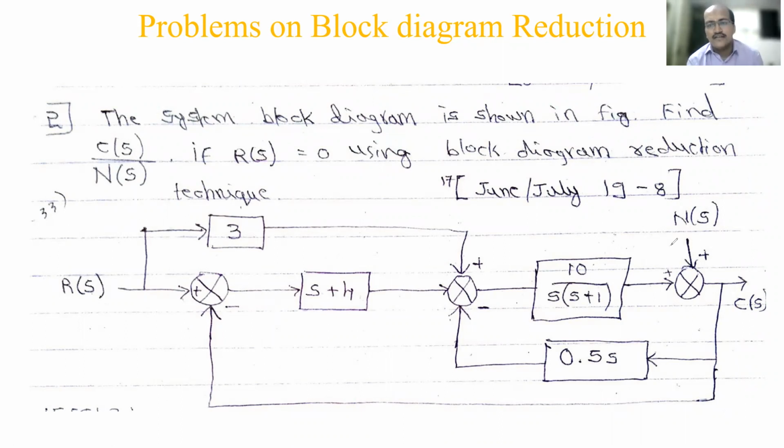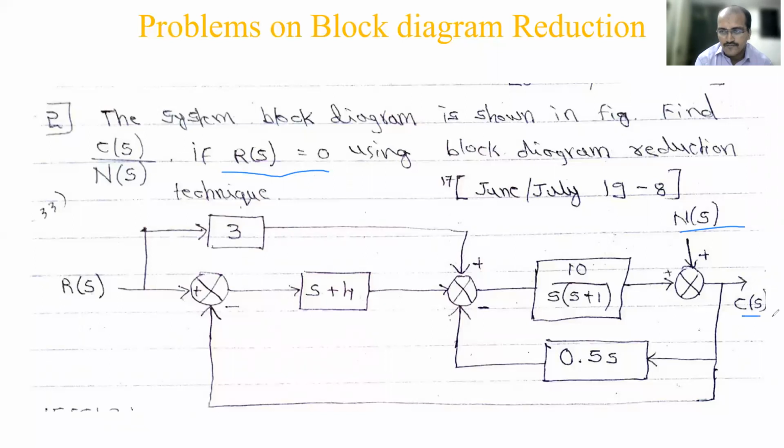And there is a new signal, N of S. Instead of asking C of S by R of S, they have asked C of S by N of S. Be careful here. In the very first or second problem you have done it. When such cases are given, you have to redraw the block diagram if R of S is equal to 0. This is the block diagram they have given, so using the block reduction technique you have to simplify that.